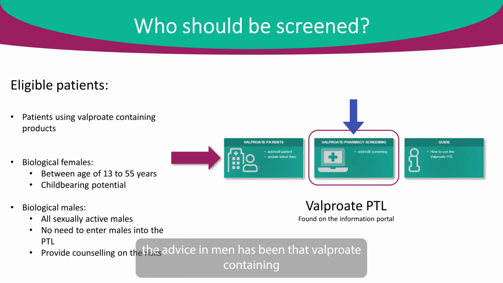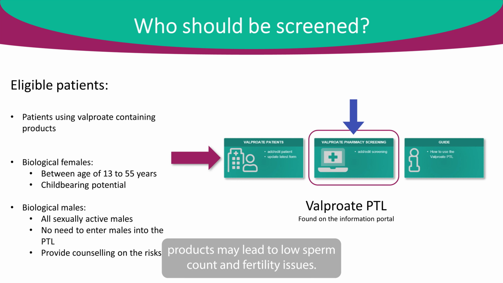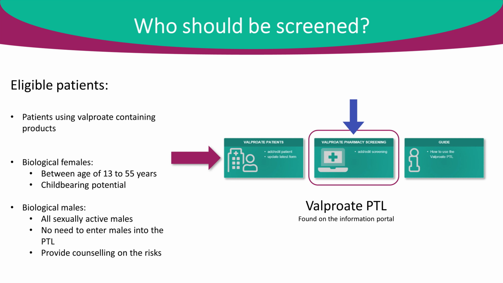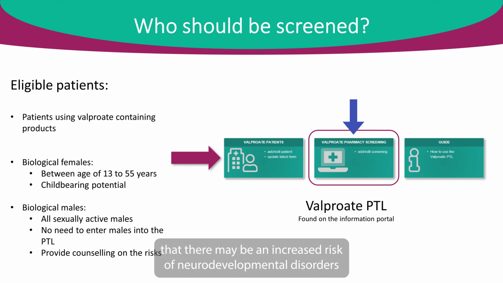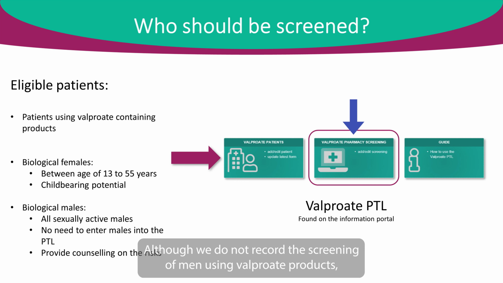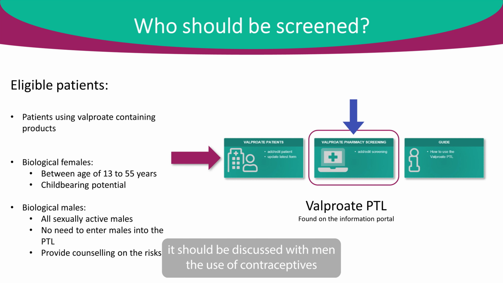The advice in men has been that valproate-containing products may lead to low sperm count and fertility issues. However, a recent study submitted to the MHRA has shown that there may be an increased risk of neurodevelopmental disorders in children of men who took valproate in the 3 months before conception. Although we do not record the screening of men using valproate products, it should be discussed with men the use of contraceptives to prevent pregnancies whilst taking valproate.